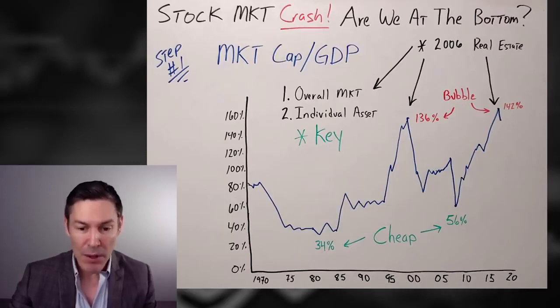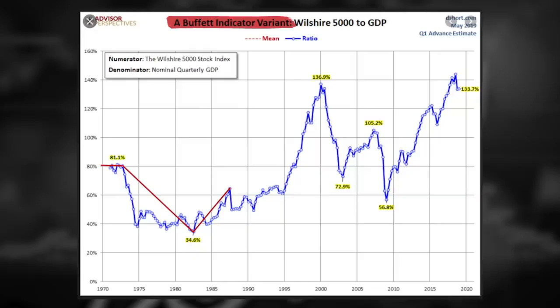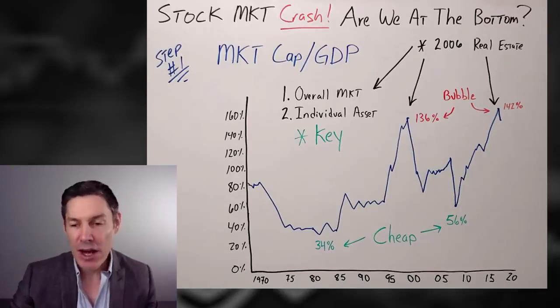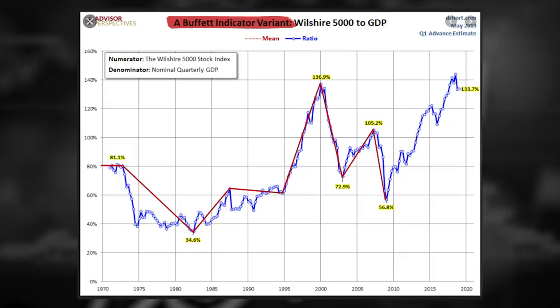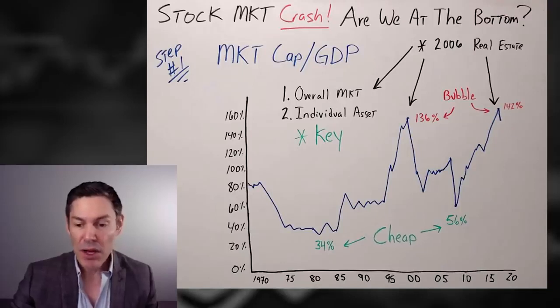34%. Goes up a little bit, pretty flat from 1990 to 1995. Then it goes parabolic to the huge dot-com bubble we had in 2000. Comes crashing all the way down, then goes back up. The Fed inflates another bubble. That deflates and comes down in 2009 or so to 56%. Again, very cheap. Then what happens?